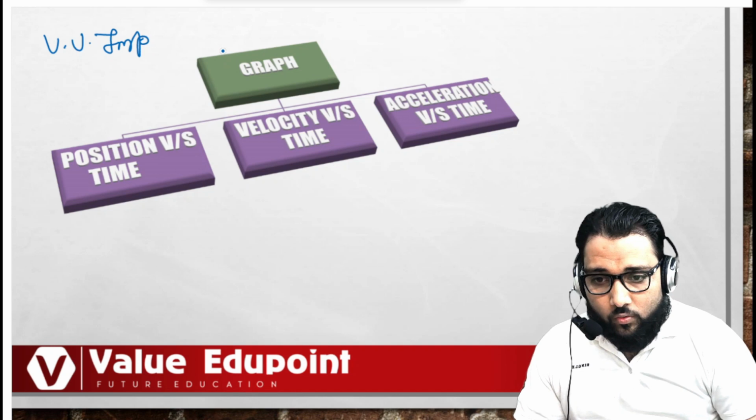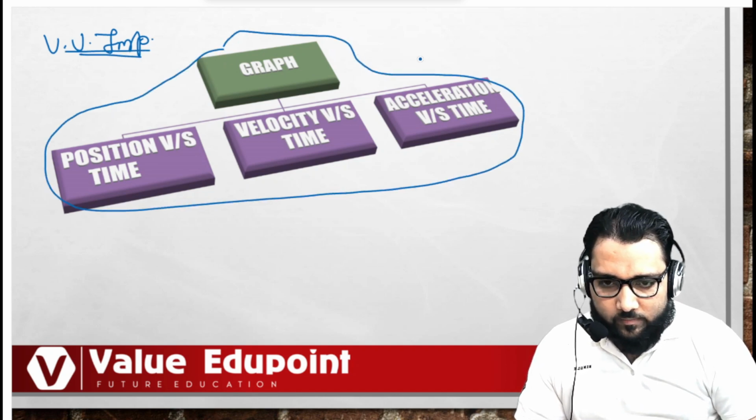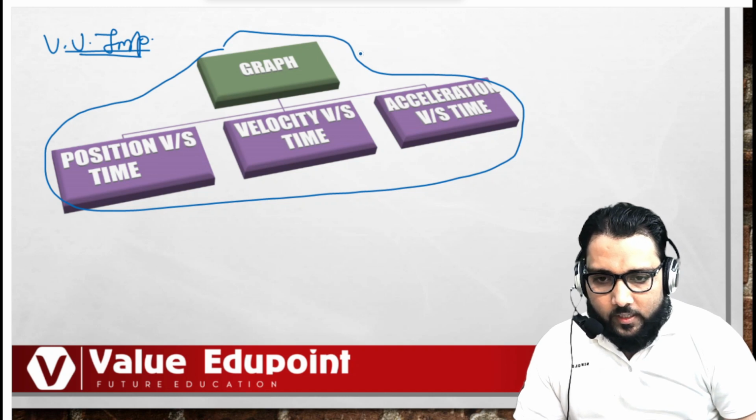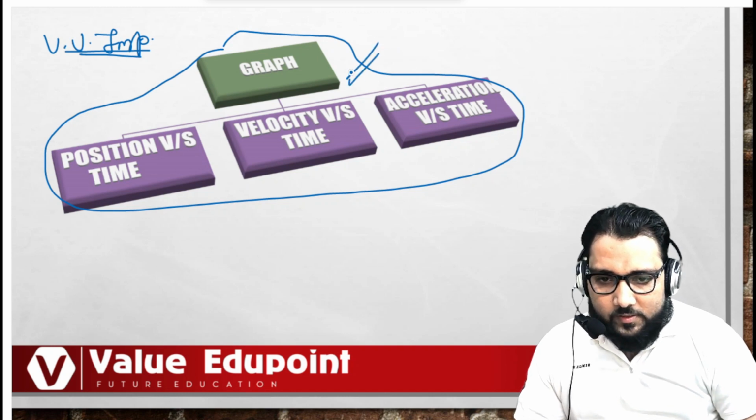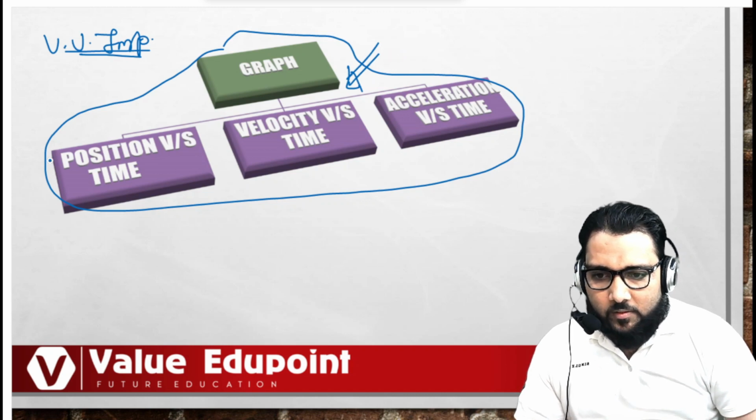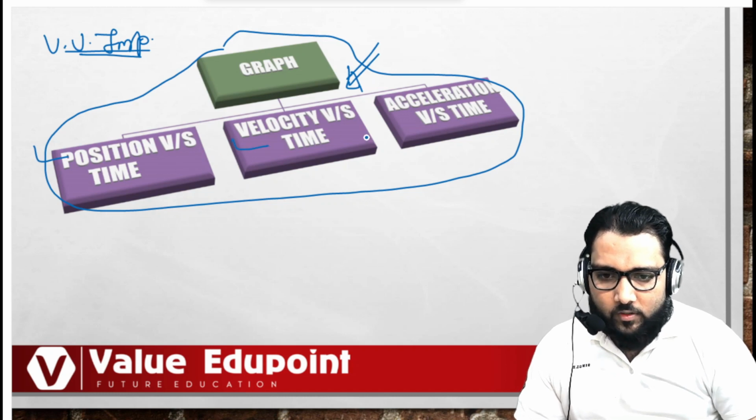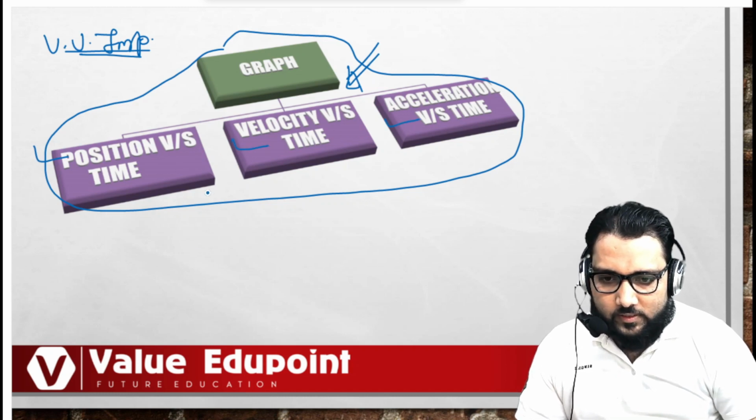If you have no idea about these graphs, then it is very difficult to solve the problems. Often the problems come from these graphs. To understand what the graph is and what the nature of the graph is, first of all we discuss majorly three graphs: position versus time, velocity versus time, and acceleration versus time.